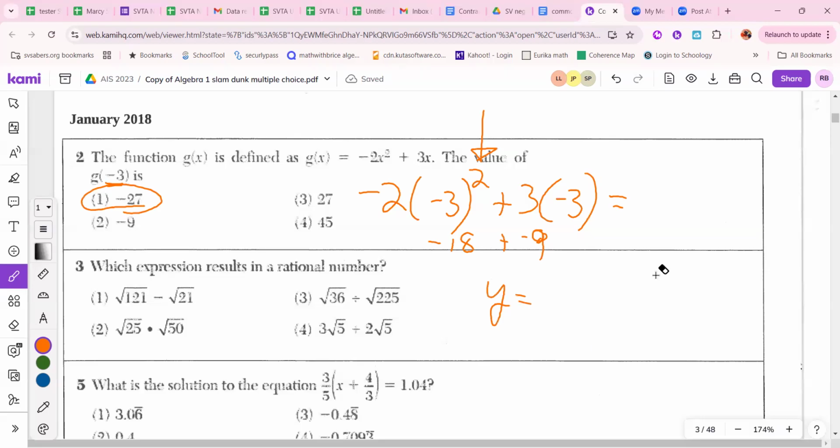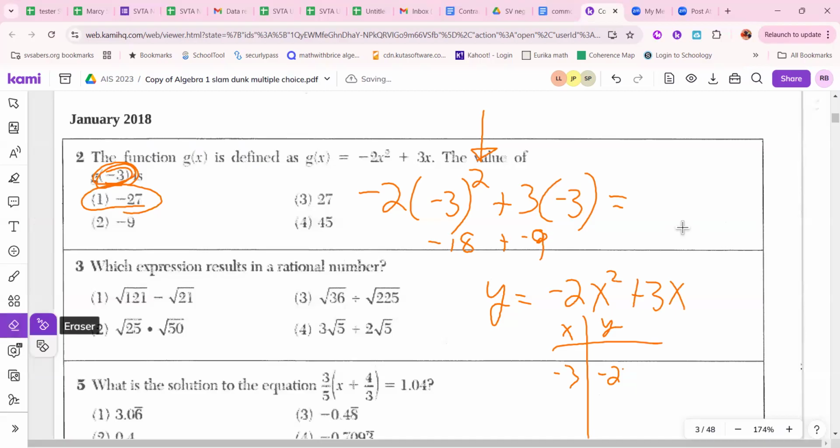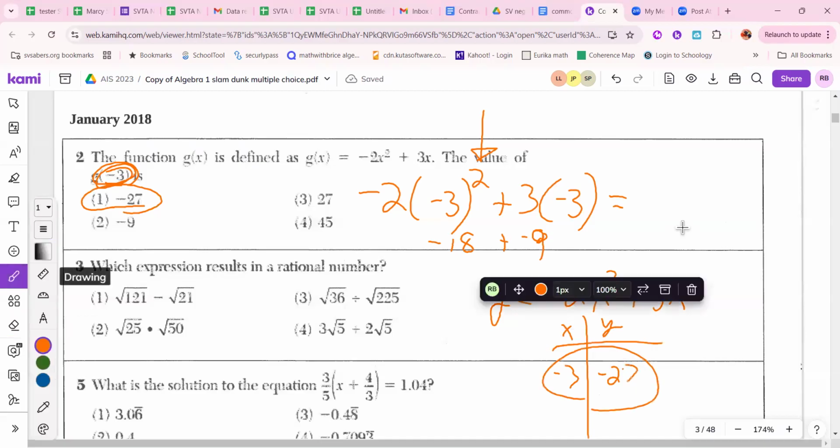Now, there's another way to do this question. You go to y equals, and then you type in negative 2x squared plus 3x. You look at the table and you go to negative 3. And you should have negative 27 on the table. Okay? Any questions, make sure you ask me.